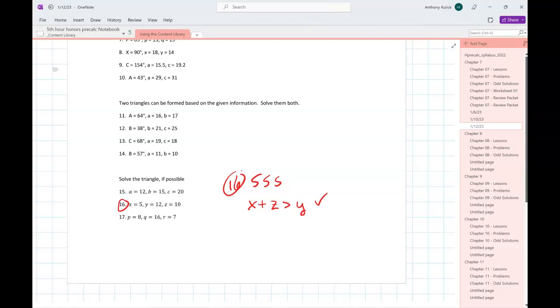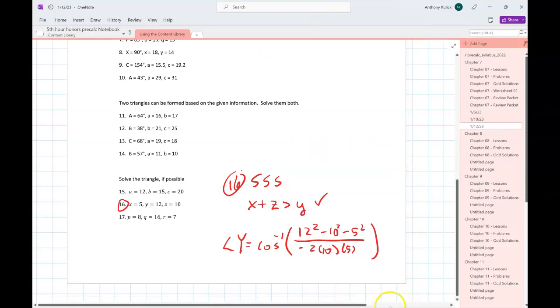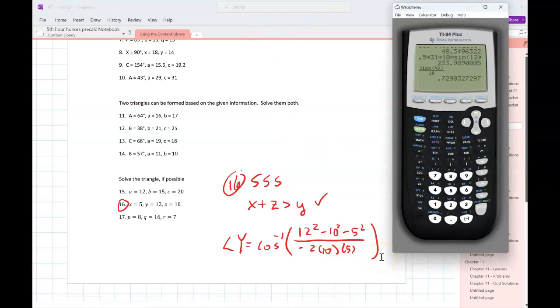So that's good. So let's go ahead and do our law of cosines. We're going to solve for the biggest angle first. So angle y is going to equal cosine inverse of 12 squared minus 10 squared minus 5 squared over negative 2 times 10 times 5. And we went through and got the formula of how I went straight to here, right? Okay. It was a day or two ago. I couldn't remember.